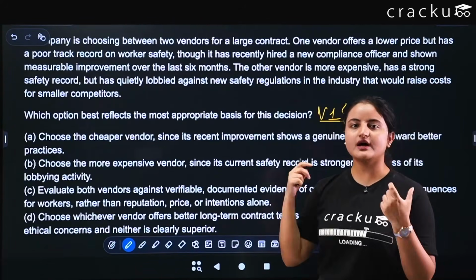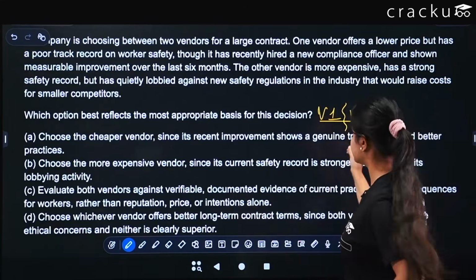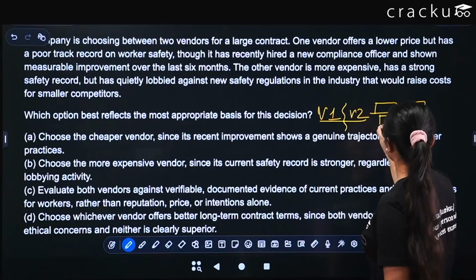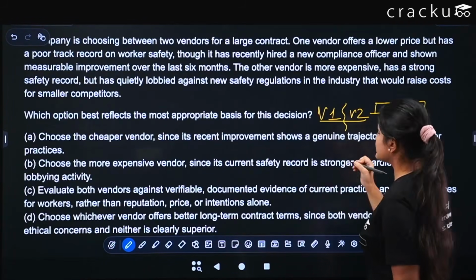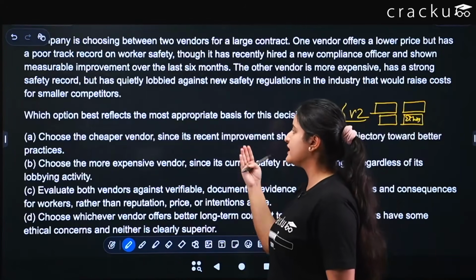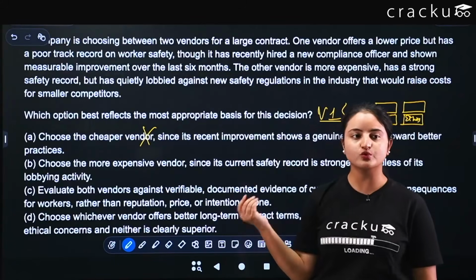Okay. So a fair system would be to judge them on the parameters that are important for you. Suppose these three parameters are important and another parameter is the parameter of ethics. So you can judge them on the basis of that, but let's look at the options. Choose the cheaper vendor? No, wrong. You cannot simply choose someone.